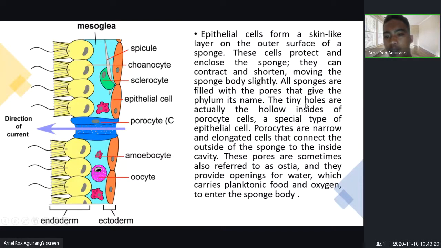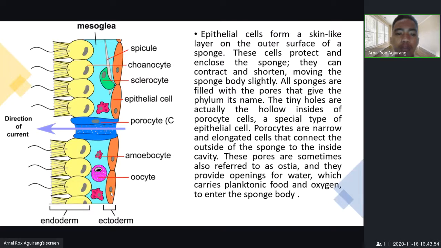These tiny holes are actually hollow inside of porocyte cells, a special type of epithelial cell. So, these holes are made out of cells. They are like a donut-shaped cell, but more like a tube. And then these porocytes are narrow and connect the outside of the sponge to the inside cavity.